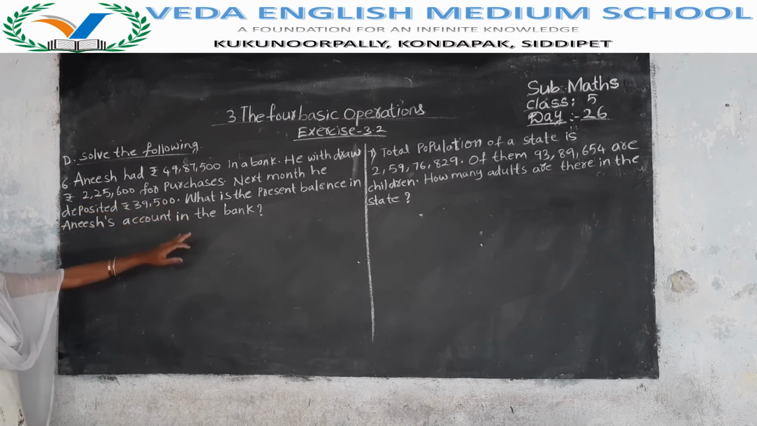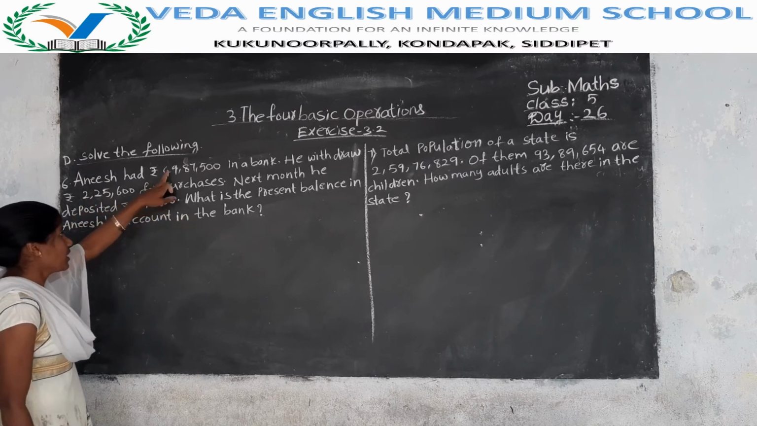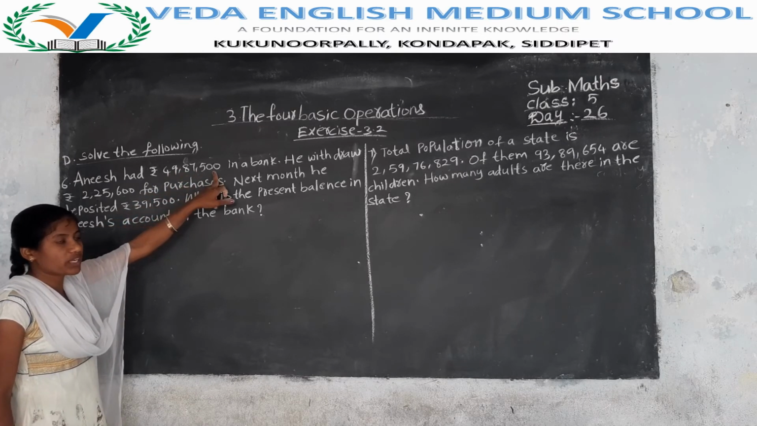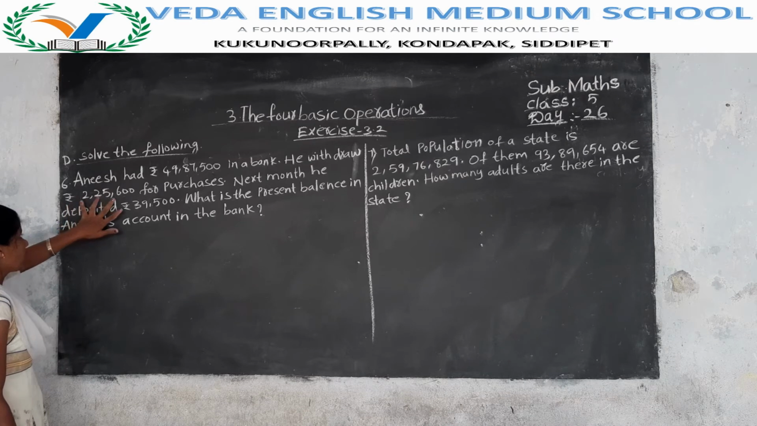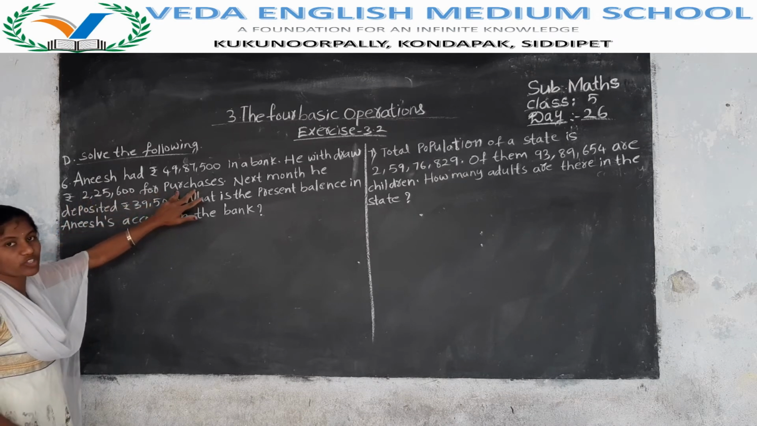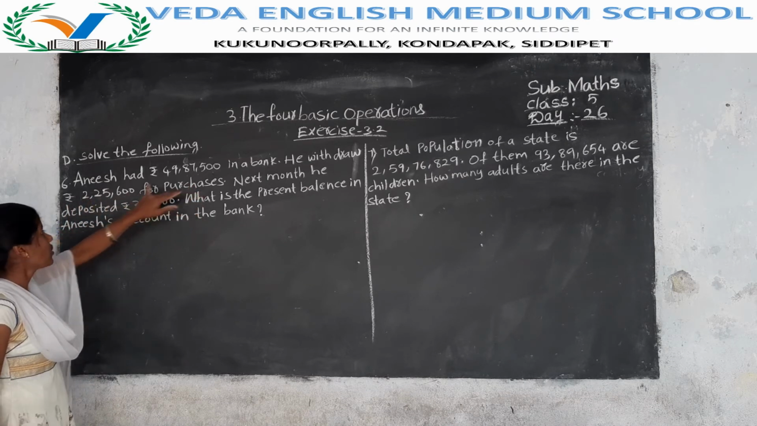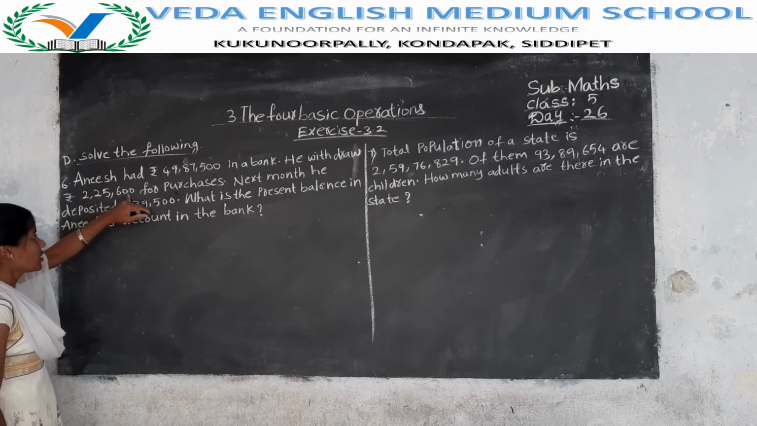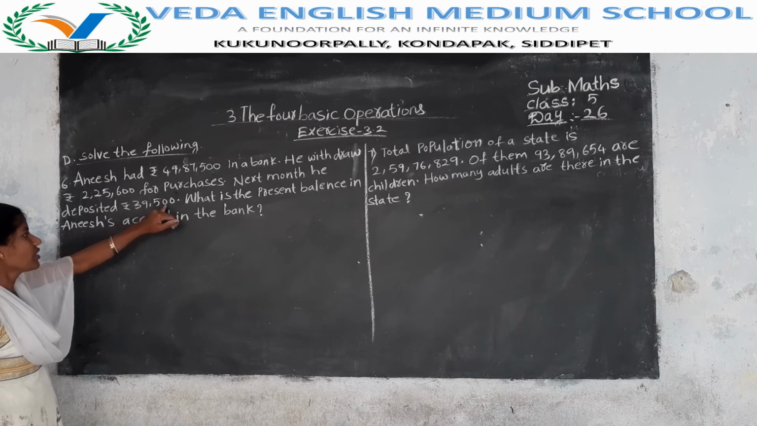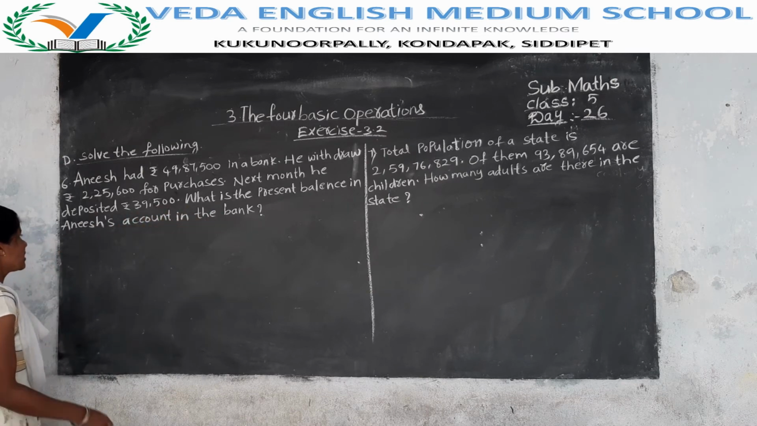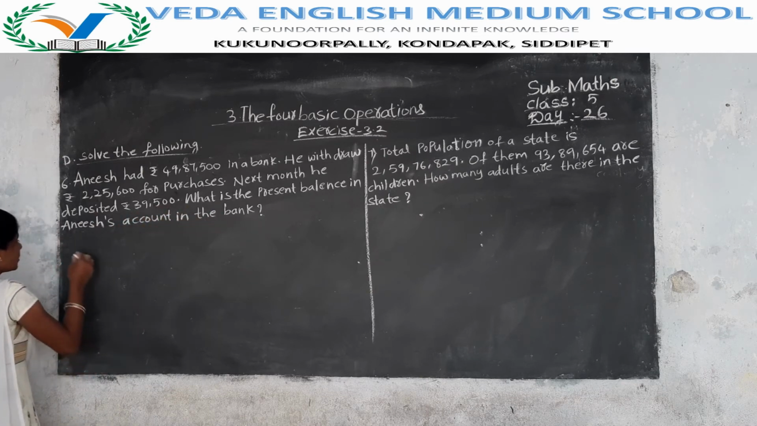He withdrew 2,25,600 for purchases. Anish's account has 49,87,500 rupees. He withdrew means he took out money. He wants to buy something, so he withdrew 2,25,600 rupees. In the next month, he deposited 39,500. What is the present balance in Anish's account in the bank? Then the solution.